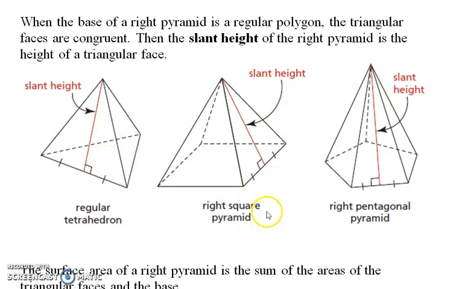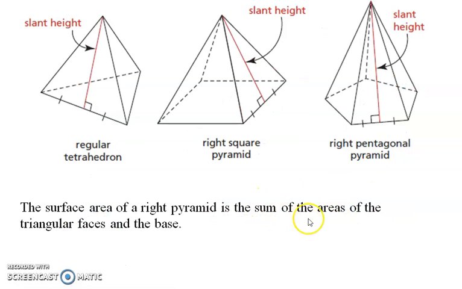A right square pyramid has a square base, and the four triangles that make up the faces, they're going to be your faces, and they'll all be congruent. They're all the same. And the same idea with the right pentagonal pyramid. The base is a pentagon, and all five of these faces are congruent, which means they have the same surface area, or the same area.